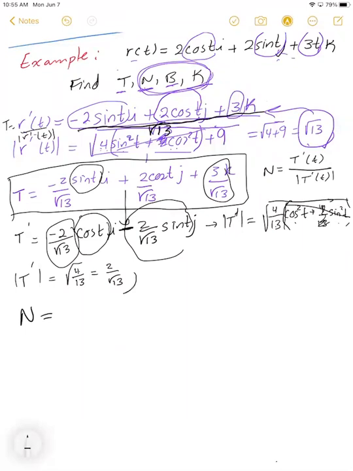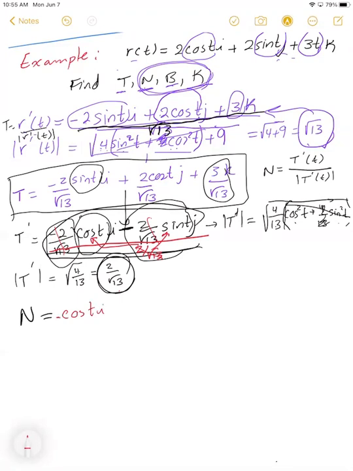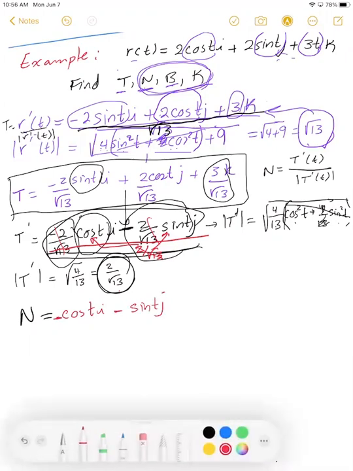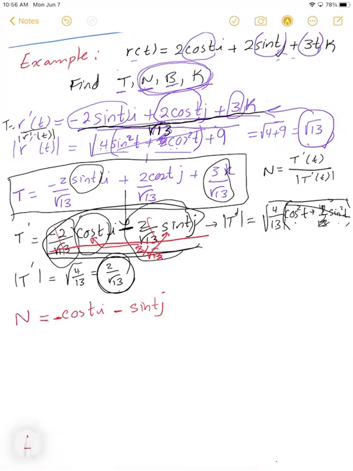I have to divide T prime by its magnitude. So when I divide this by its magnitude, this gets divided by this component and that component. So they cancel each other. 2 over the square root of 13 cancels this one and this one. I get cosine t i minus sine t j. So that is our unit or the principal unit normal vector.